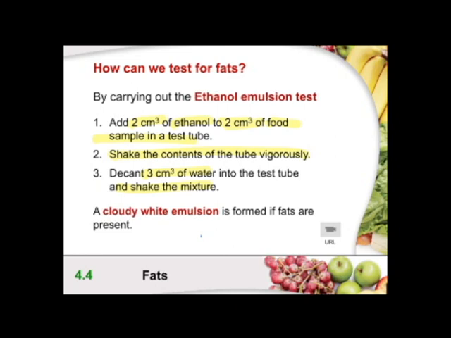And if there is a cloudy white emulsion, fat is present. Otherwise, what will happen if fat is absent? If fat is absent, the solution remains clear. It doesn't remain blue because the solution you use is never a color, so it remains clear. You also cannot say that the solution remains colorless. There's no such thing. So do take note of it.